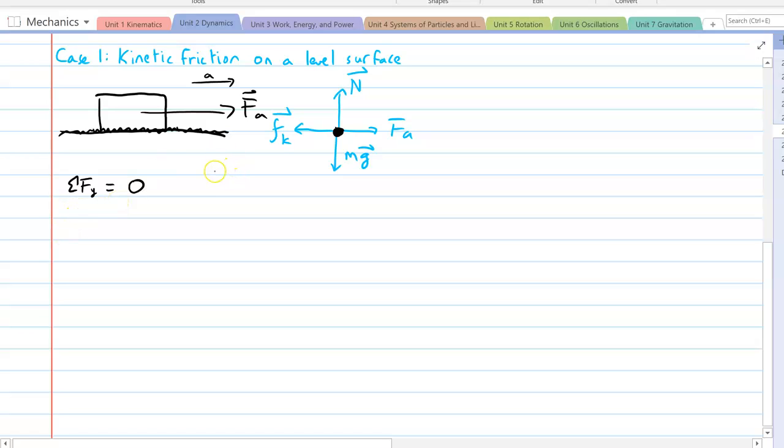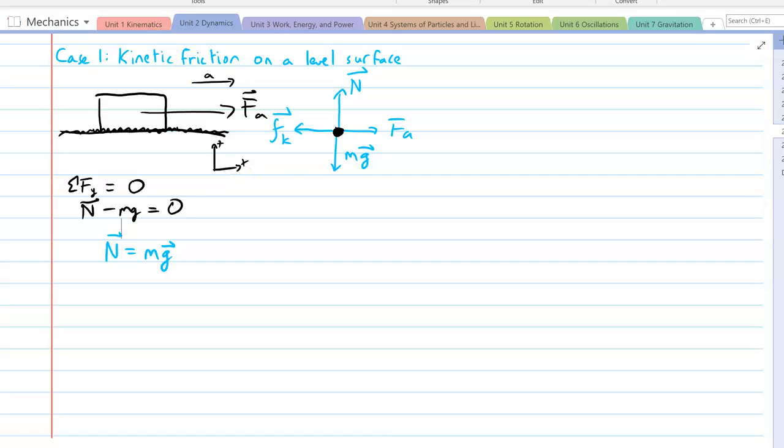So, if I define this way and this way as the positive directions, then we can just go normal force minus mg, which is equal to 0. In other words, normal force equals mg, and we've done this example many times before. It's just now we have friction going in the horizontal direction. So now let's actually look at the horizontal direction.